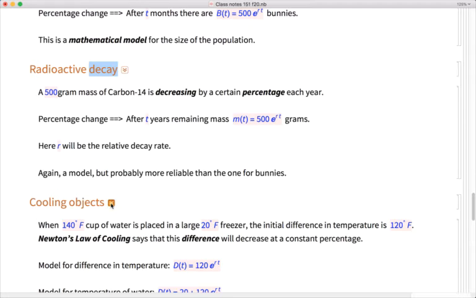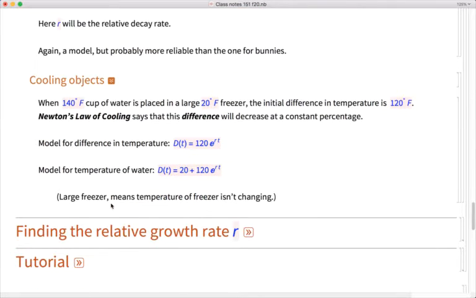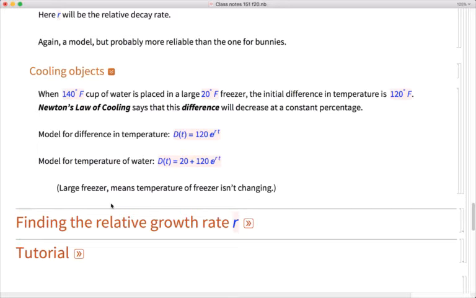Okay, a third application is called Newton's Law of Cooling. What Newton's Law of Cooling says is that the difference between, say, the temperature of a cup of water and the atmosphere that the cup is placed into. So here the cup starts at 140 and we're putting it into a large freezer. Initially that difference in temperature is 120. Newton's Law of Cooling says that difference in temperatures will decrease, once again, at a constant percentage. That's what we're always trying to focus on here.